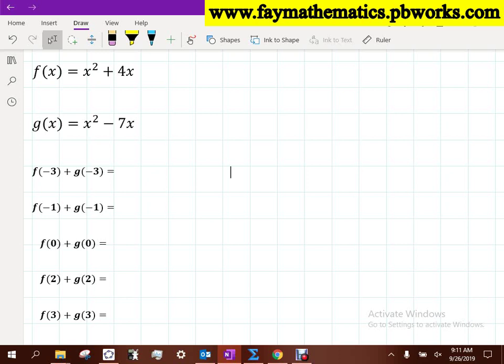Okay? So if we look at these two functions here, f of x equals x squared plus 4x, and g of x equals x squared minus 7x, and then the series of evaluations that are being asked here, they're saying f of negative 3 plus g of negative 3, f of negative 1 plus g of negative 1, f of 0 plus g of 0. So they're asking us to continually add f and g together at the same x values, right? Well, we can do that very methodically like we did yesterday, where we take, we'll just do this with the first one, negative 3, and we're going to plug it in here for our f function.